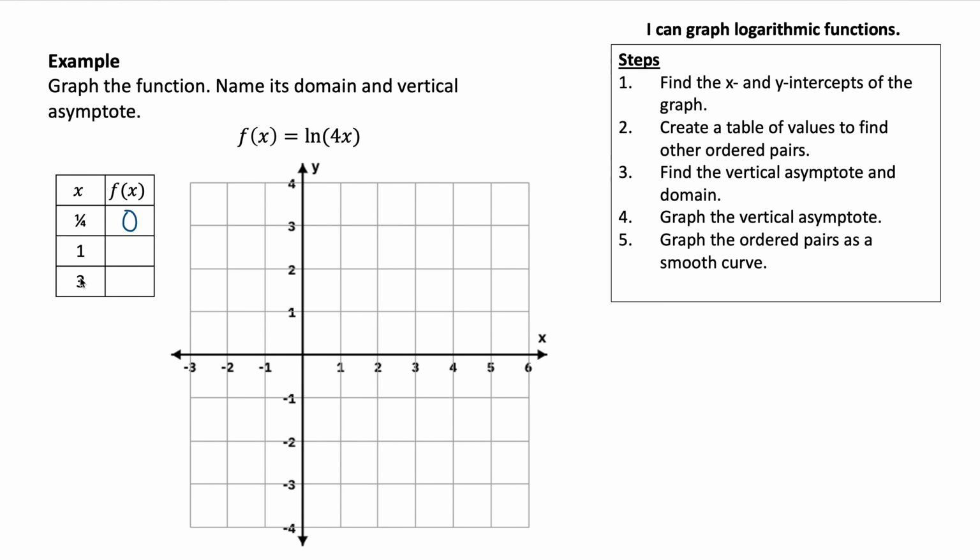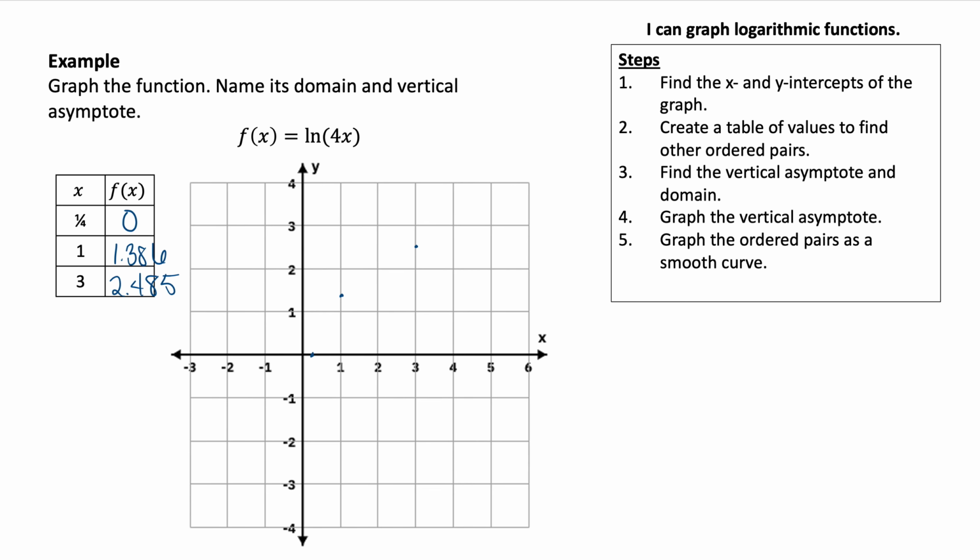Okay, so let's go back to our table. So we have 1.386 and 2.485. So 1/4, 0 is going to be like here. 1.386 is going to be here. And then 3, 2.485 is like a little bit up here.